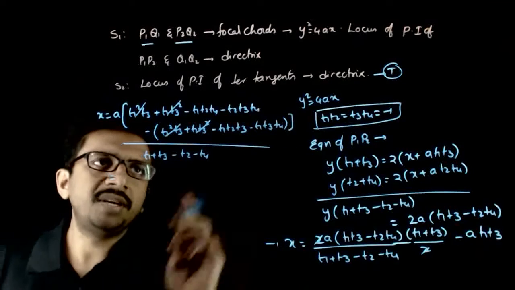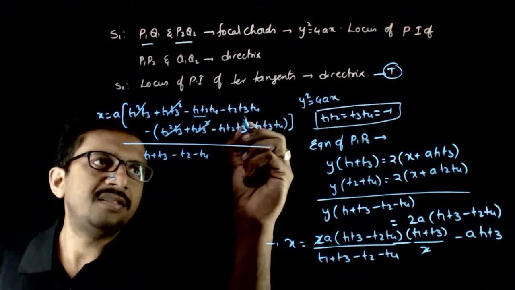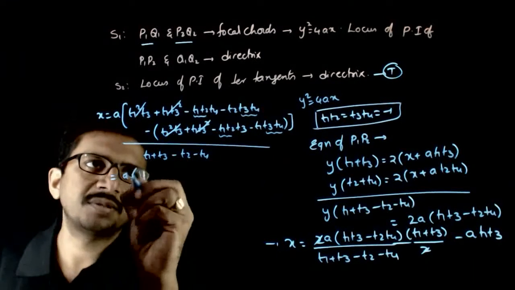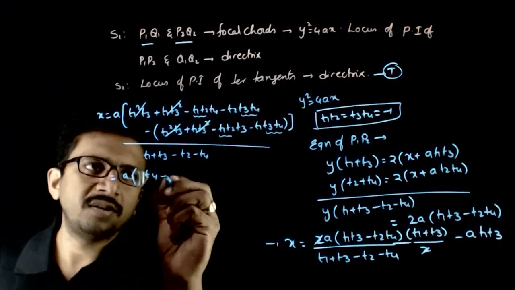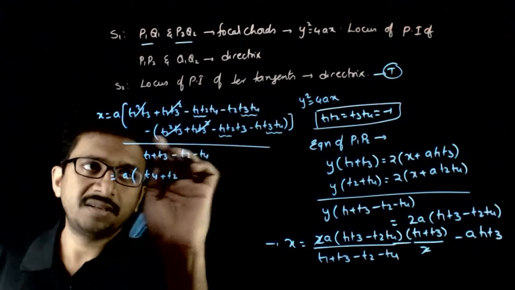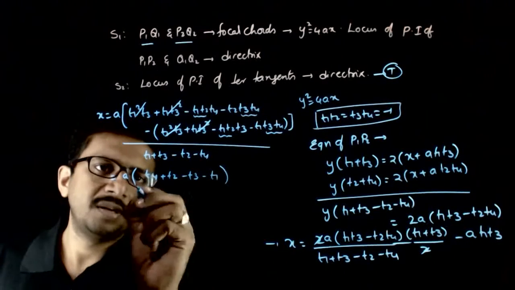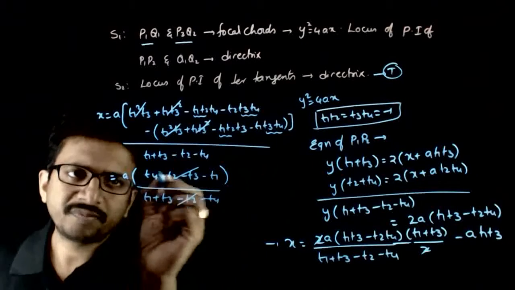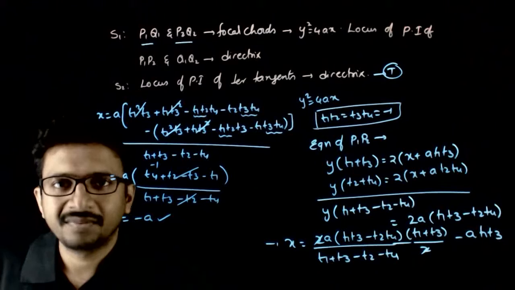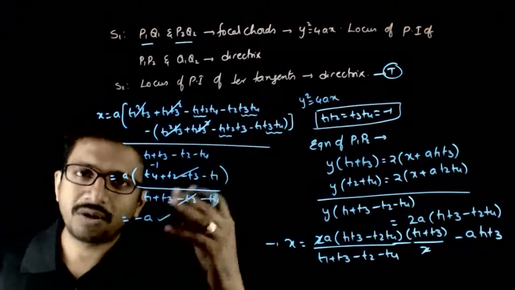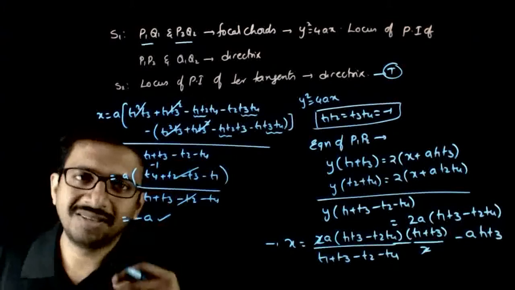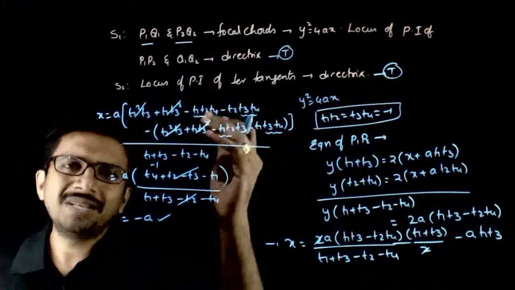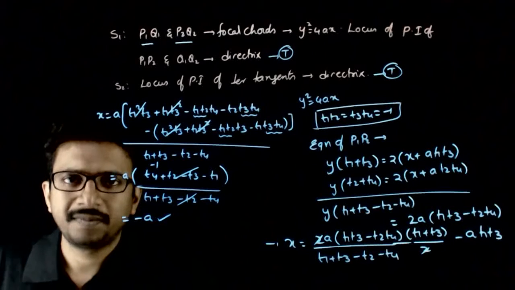And we know that t1t2 is equal to minus 1, similarly t3t4 is also equal to minus 1. If you substitute the values of minus 1, you get a times, this becomes t4, plus t2, and minus t3, and minus t1, divided by (t1 plus t3 minus t2 minus t4). As you can see, these two get cancelled out, leaving a times minus 1, that is equal to minus a. So the value of x is always equal to minus a, irrespective of what focal chord you take. That means the locus of the point of intersection is the directrix, which is true. So the first statement is also true. Now both the statements are true, but the second statement is not in any way a correct explanation for statement 1. So that should be the answer.